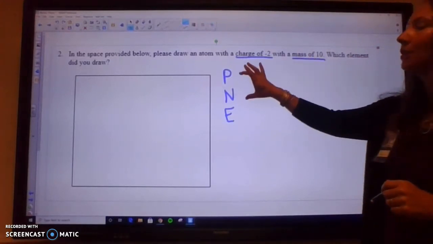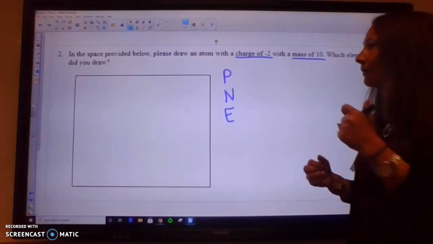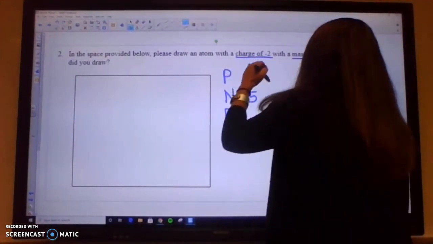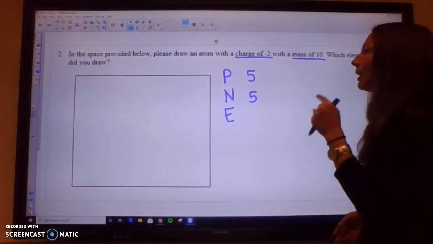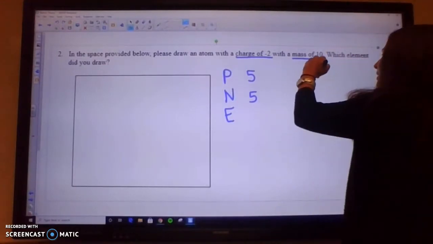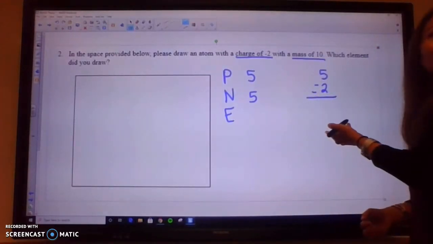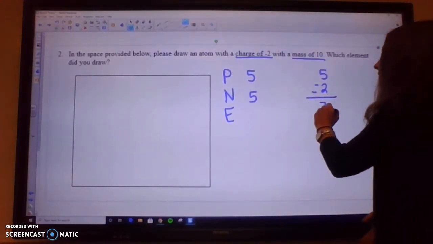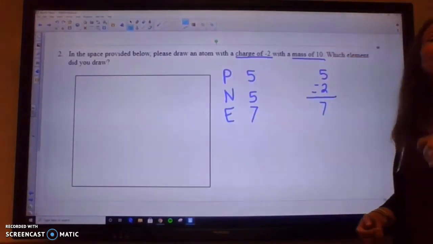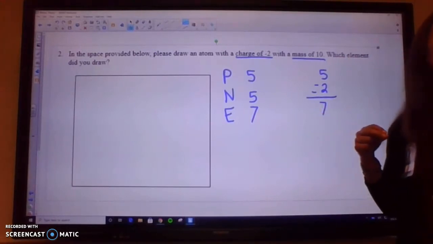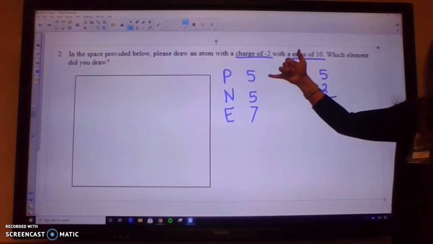So let's decide what we're going to do. Our mass is 10, so the total of protons and neutrons has to be 10. So what, 5 and 5? Okay. I personally think if it's an even number, that's just the easiest to do. So 5 and 5. And then if we have a charge of -2, now we're going to take 5 and we're going to subtract a -2. So what is this answer? 7. So we're going to need 7 electrons to give it a -2 charge. So that means we're going to have 2 more electrons than what we have for protons.